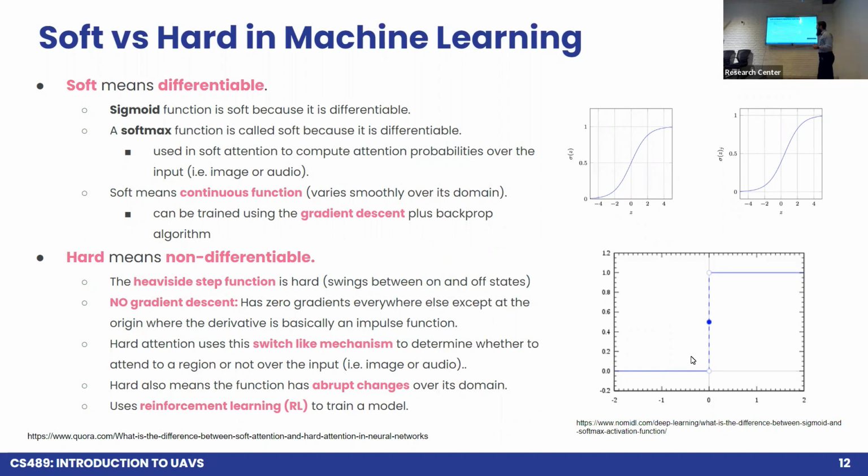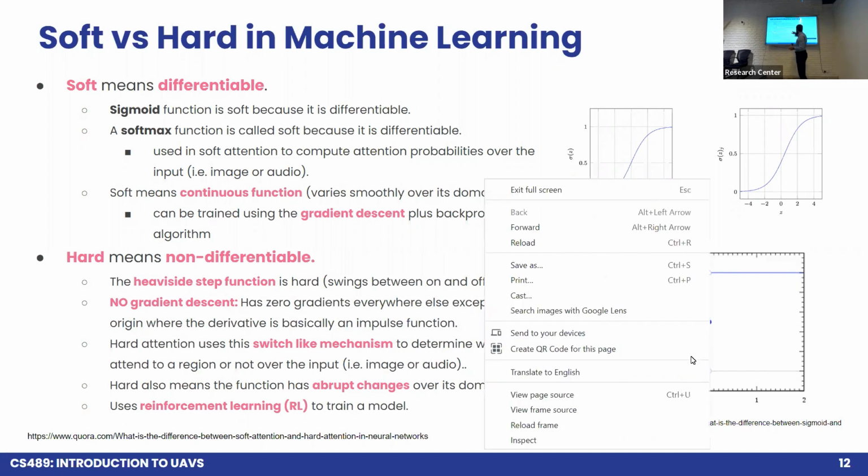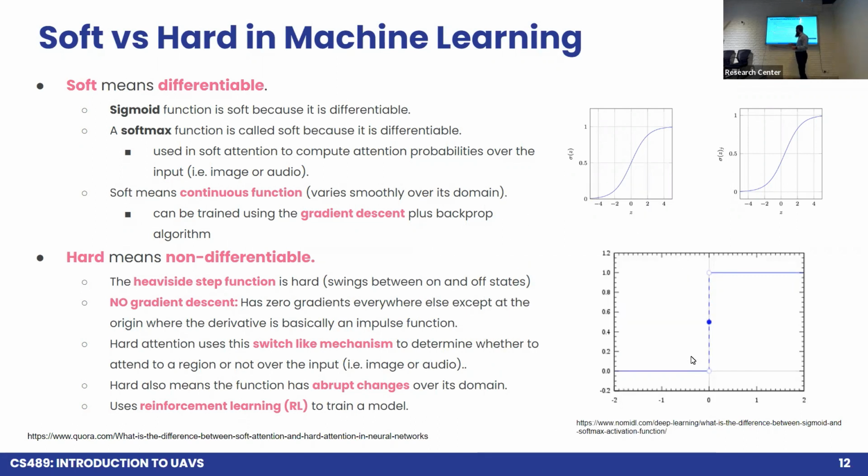However, in hard machine learning models, the functions are usually non-differentiable, like for example the Heaviside step function, as you can see. The derivative here is 0 at all points except at the origin, which is an impulse function, because of the discontinuity. You don't have a continuous function. In soft machine learning, we usually use gradient descent, whereas with hard machine learning models, we use reinforcement learning in order to train the model.